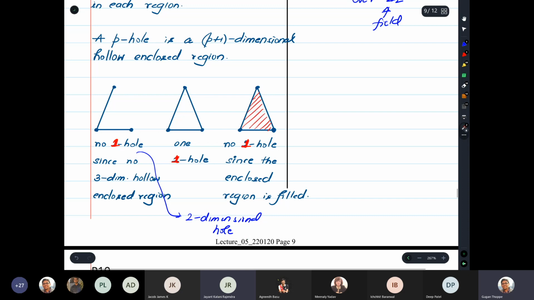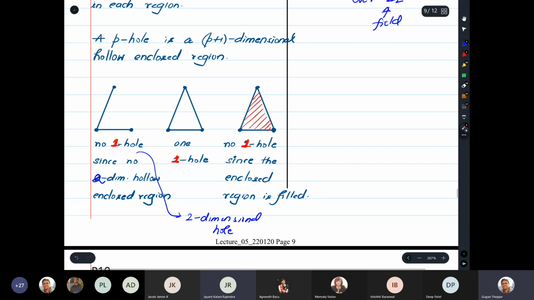All right. So why is there no one hole here, or no two-dimensional hole here? The reason is that, what have I written here? This is supposed to be a two-dimensional thing. The reason why there is no hole here is because there is no enclosed region, right? So you can see that in this example there is some enclosed region, whereas in this simplicial complex there is no two-dimensional hollow enclosed region. That is why there is no one hole here.